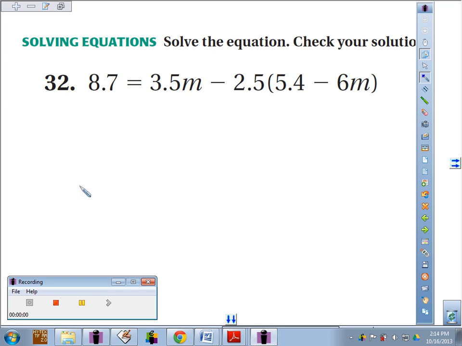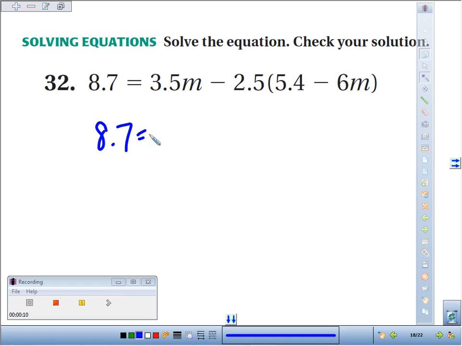Number 32, we're supposed to solve the equation 8.7 equals 3.5m minus 2.5 times the quantity 5.4 minus 6m. A lot going on in this question. We've got 8.7 equals 3.5m. Let's distribute. It's not 2.5 times each thing inside.